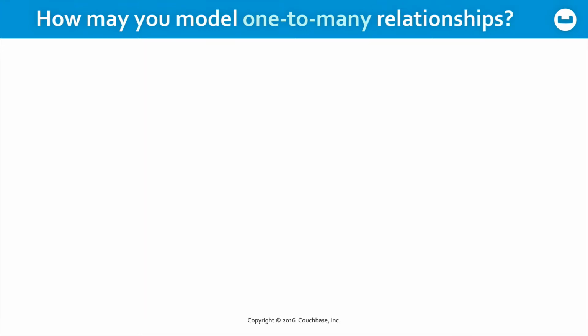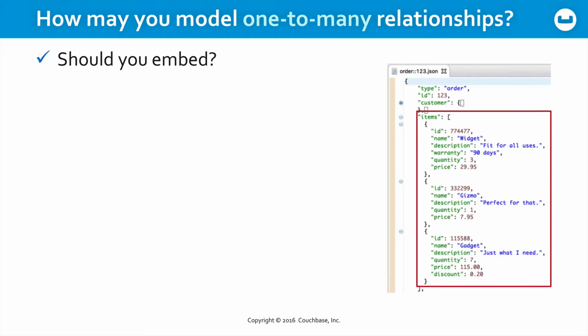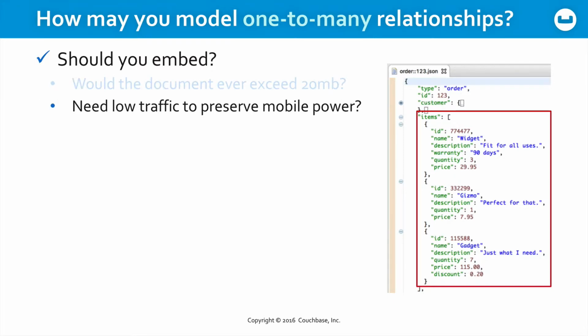Let's take a look at one-to-many relationships. First, should you embed? As here we've embedded a series of products in an items array inside of our order. Will this document potentially ever exceed 20 meg? How many products do we let them order? Do you need low traffic to preserve mobile power? Is that an argument to join everything into a single document retrieved one time? Or does it make sense to get multiple different documents and work with them independently in your code?